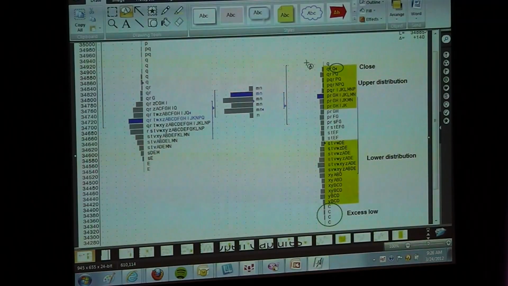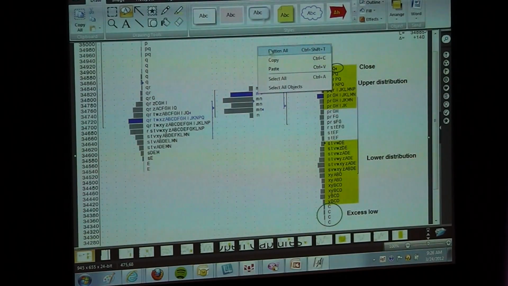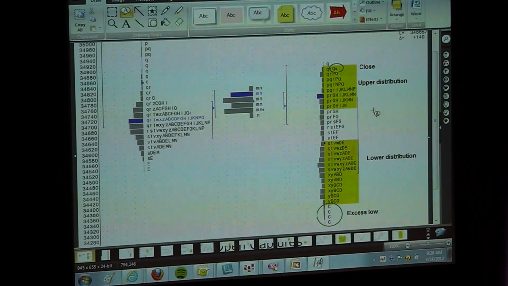Now, let's say that I open and I start trading in the lower distribution on Monday. If I start trading in the lower distribution, guess what? No real change. Trading is about change.